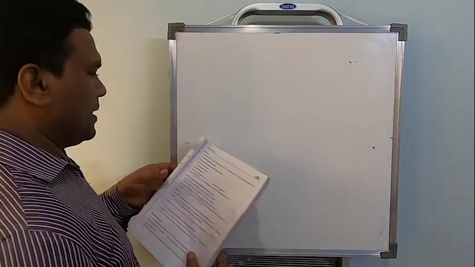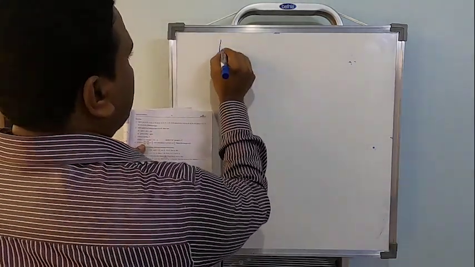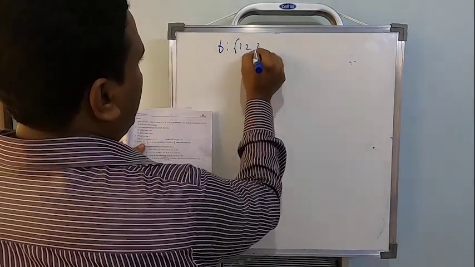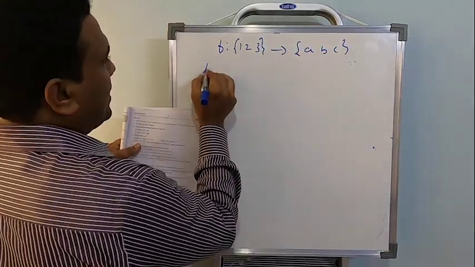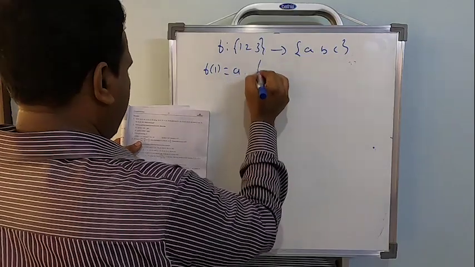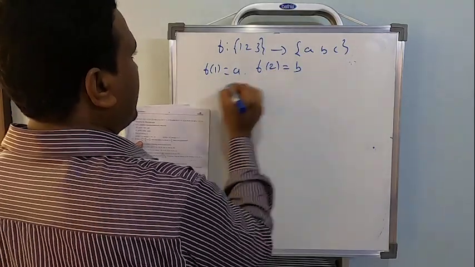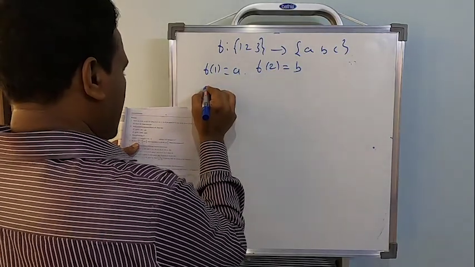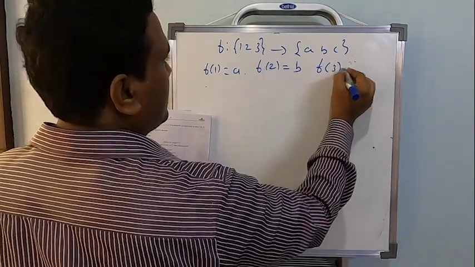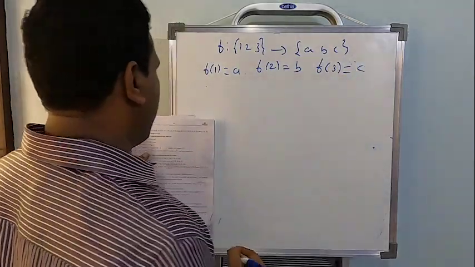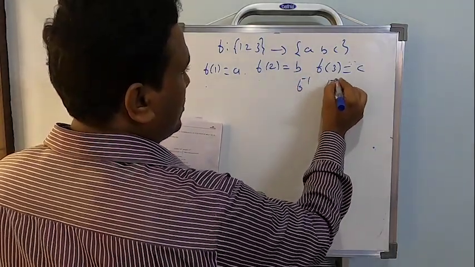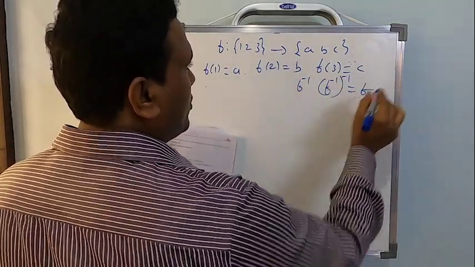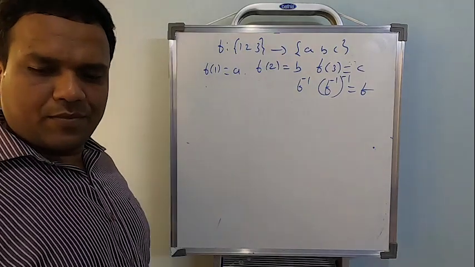Okay, problem number 11. Problem number 11 says if f from {1, 2, 3} to {a, b, c} is defined as f of 1 is equal to a, f of 2 equal to b, and there is one more, f of 3 equal to c. So what we need to show in this problem is to find f inverse and show that f inverse the whole inverse equal to f. Clear?